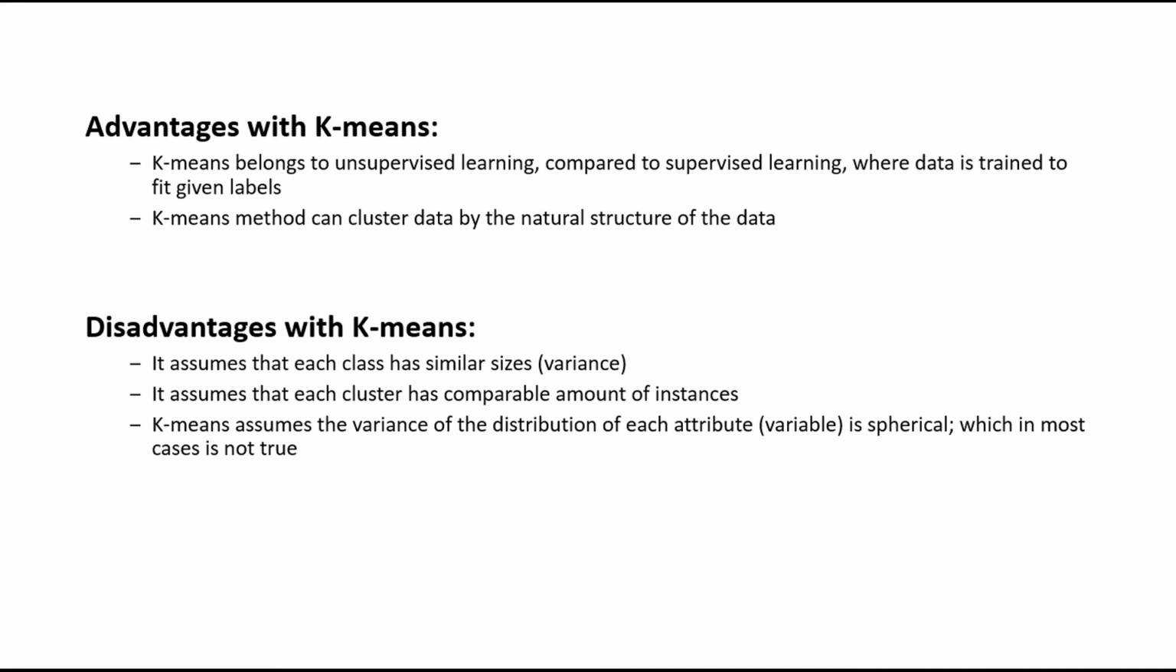There are also some disadvantages, such as the assumption of uniform cluster size, meaning the number of instances in each cluster is similar, and that the variance of the distribution is in most cases spherical. Which is simply not true in the majority of cases.